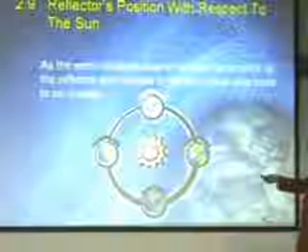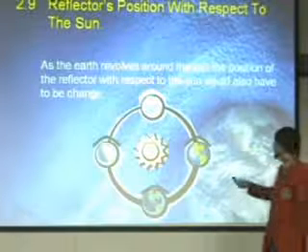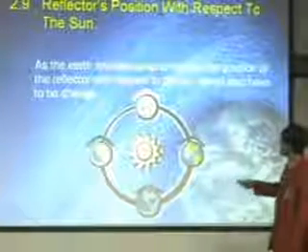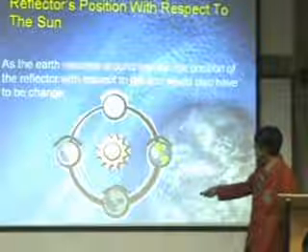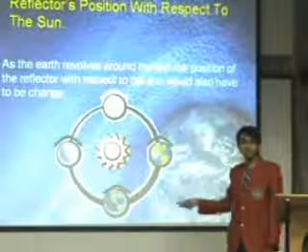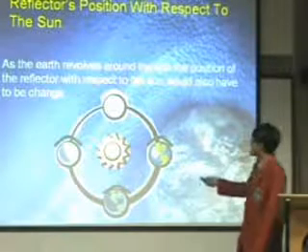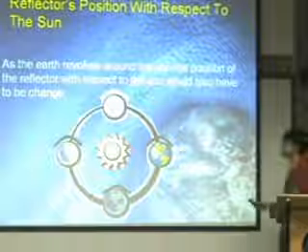The reflector's position with respect to the sun. As the Earth revolves in its orbit, if the reflector's position with respect to the sun is not changed, it would remain over here and its purpose won't be served. And after 6 months, it would come over here and probably obstruct the sun's rays from reaching the earth, and so the position of the reflector with respect to the sun would have to be changed.